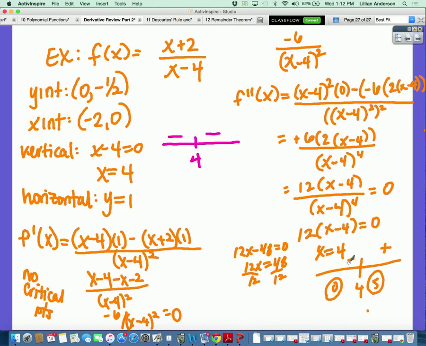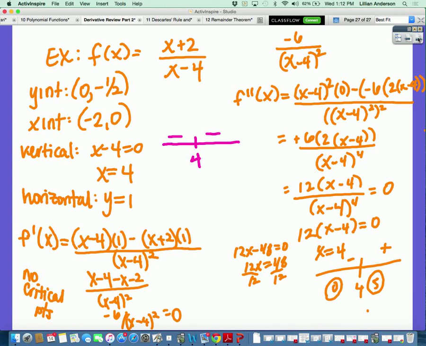We are concave down from negative infinity to 4, and we're concave up from 4 to infinity. How does that work? It's a little hyperbola. So there, we're decreasing, and that's concave down. Oh, I get it, so it's 2 different ones. So we have all our information.